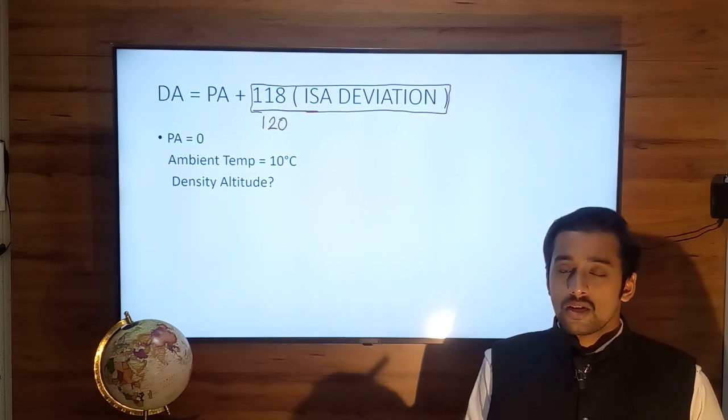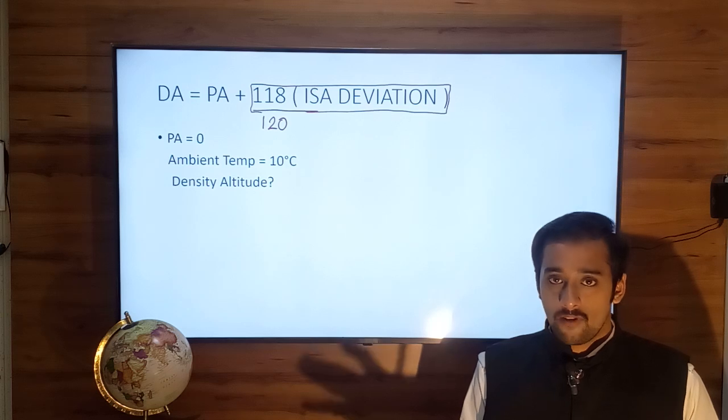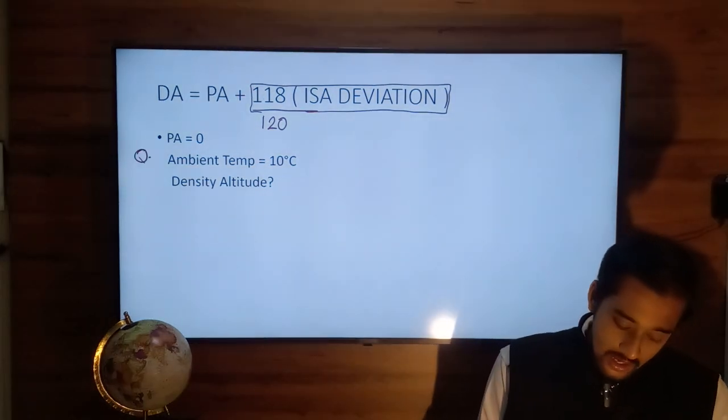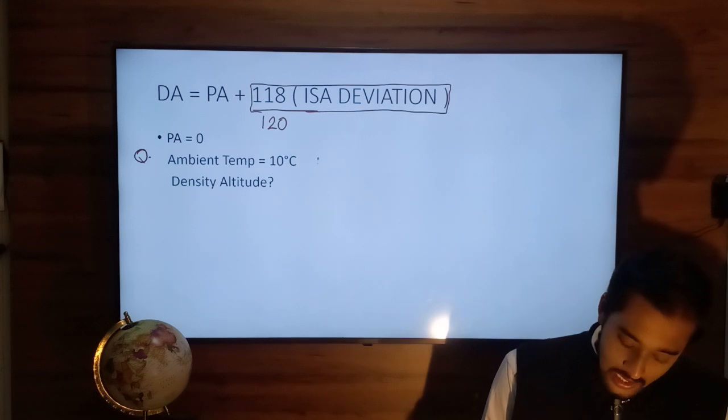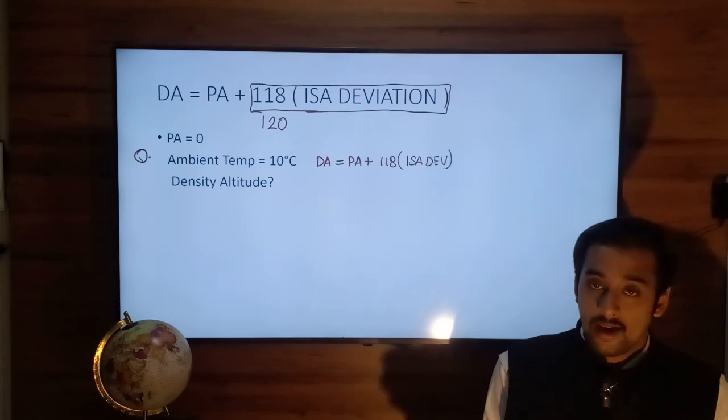Okay, so no issue. Check the option or select the option which is closest to the solution that you find. So let's solve this question. Find density altitude. Density altitude is pressure altitude plus 118 into ISA deviation. So what values do we have?